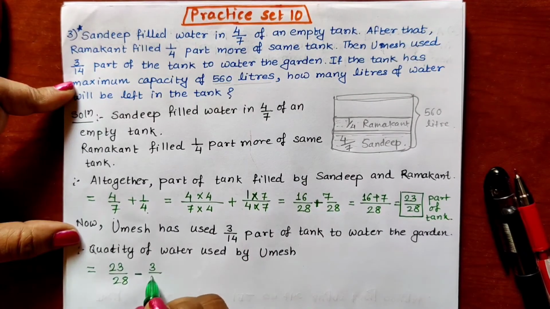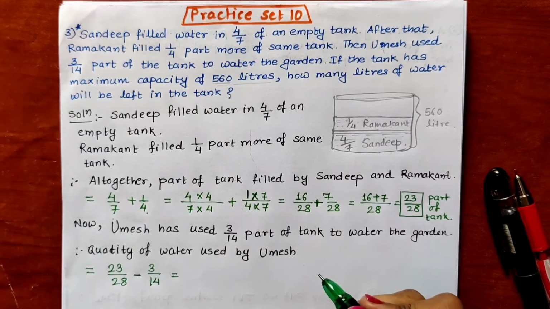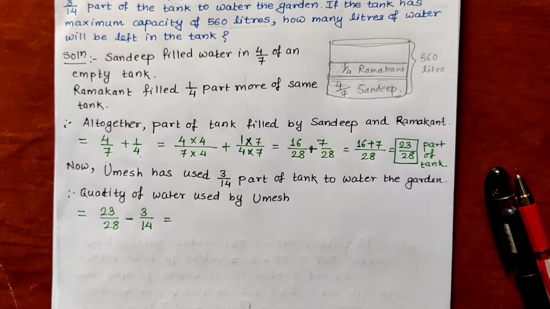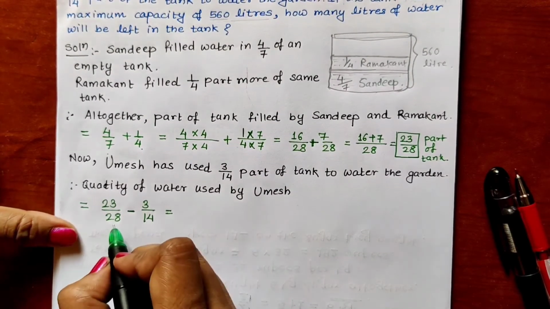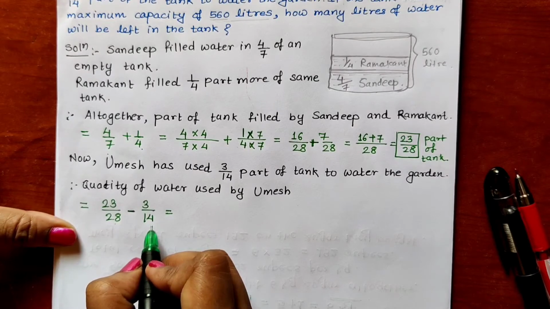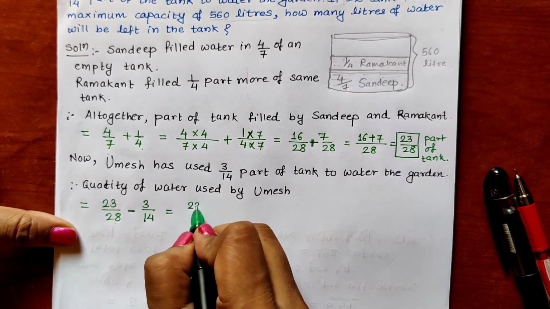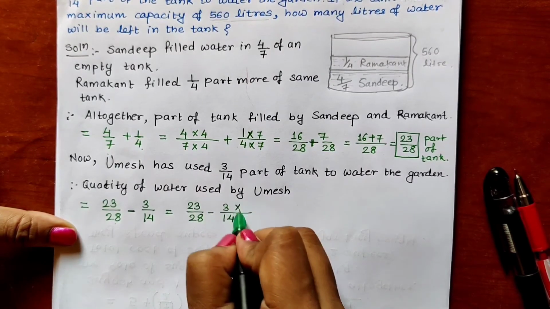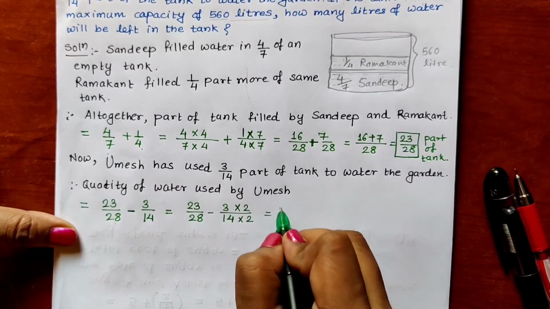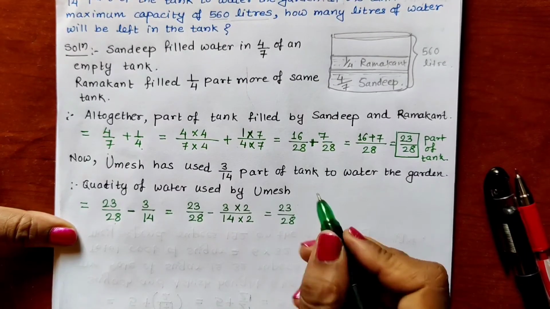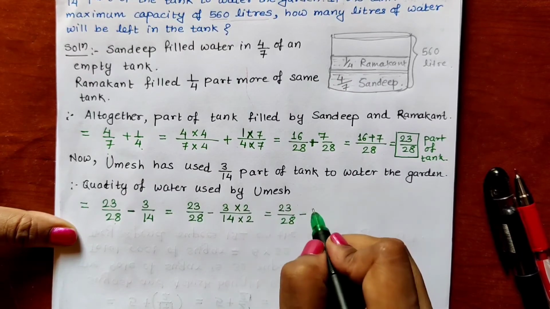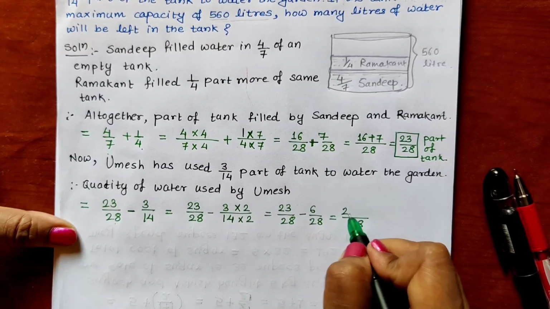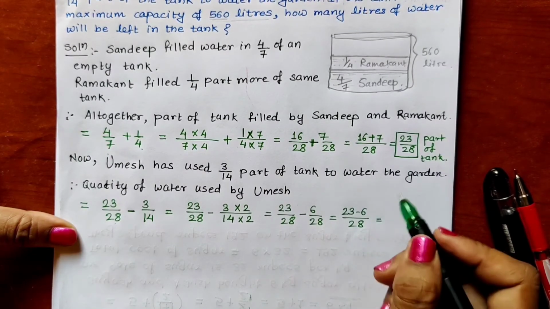3 upon 14. Now again the denominator is not equal, so we will have to equalize the denominators. Here 28 is there, so if you multiply 14 by 2 we will get 28. So the first fraction we will write as it is. For the second fraction we have to multiply by 2. So it will be 23 upon 28 minus 3 2s are 6 upon 28. Equal denominators, write the denominator one time. 23 minus 6, what will be the answer?